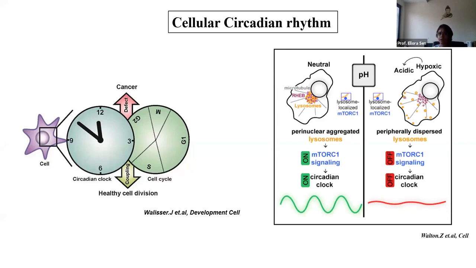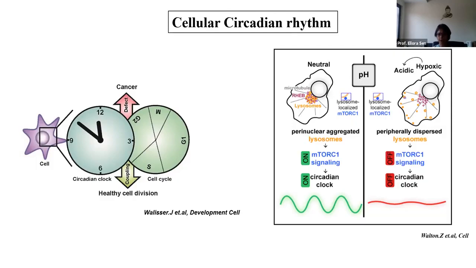Now, so we have two things. We have the central clock, the suprachiasmatic nucleus. We have the peripheral clock in all the tissue, and again we have the molecular clock in each cell of the body. And the pH of a cellular microenvironment affects the circadian rhythm. Now, because tumor cells have elevated levels of lactate, and lactic acid contributes to heightened pH.